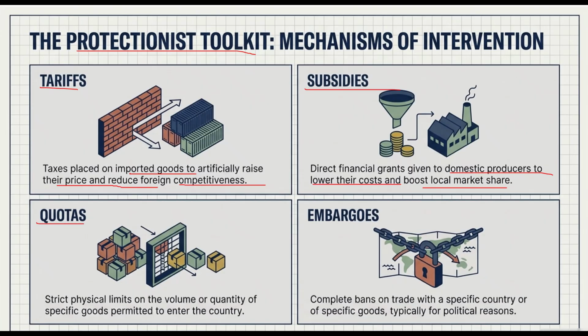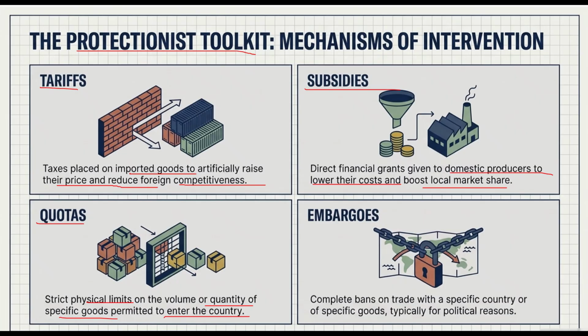This is a more commonly seen one, so that there will be some limitation on importing some products. There will be some fixed number. So a strict physical limit on the volume or quantity of specific goods permitted to enter the country. For example, only 1,000 units of MacBook can be sold in a year in a country. That is a kind of quota.